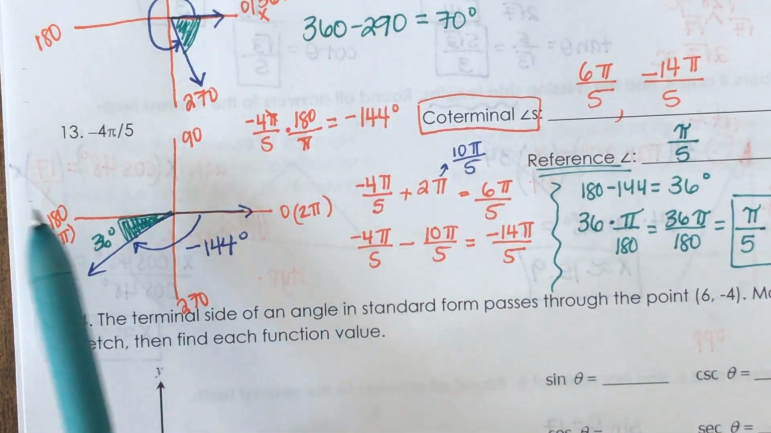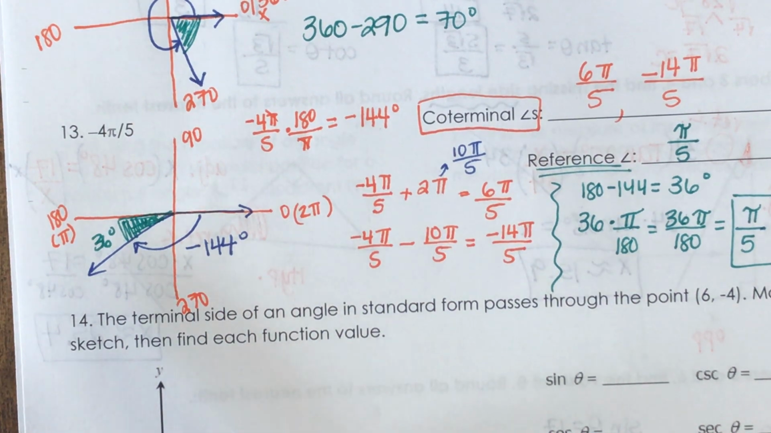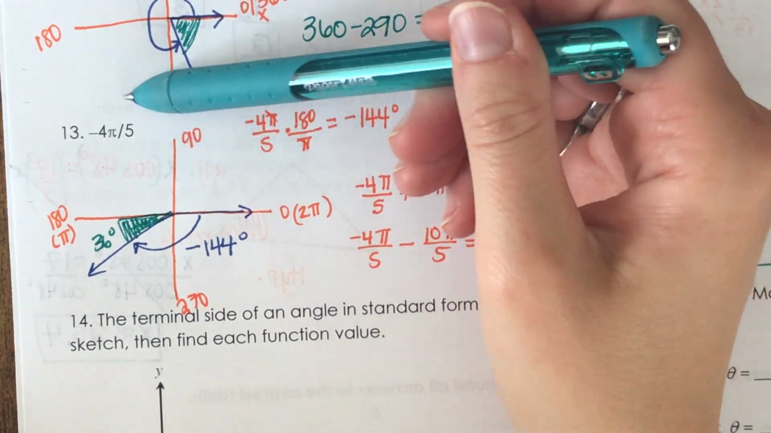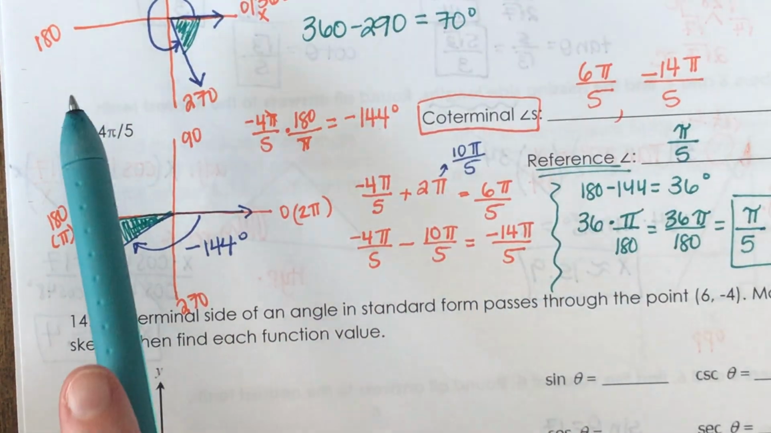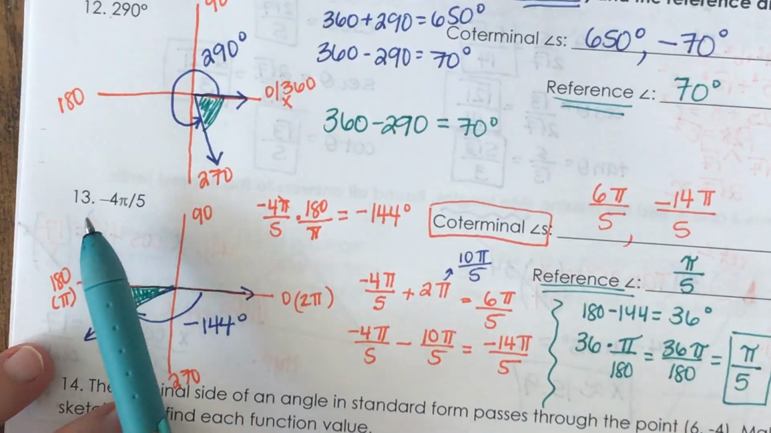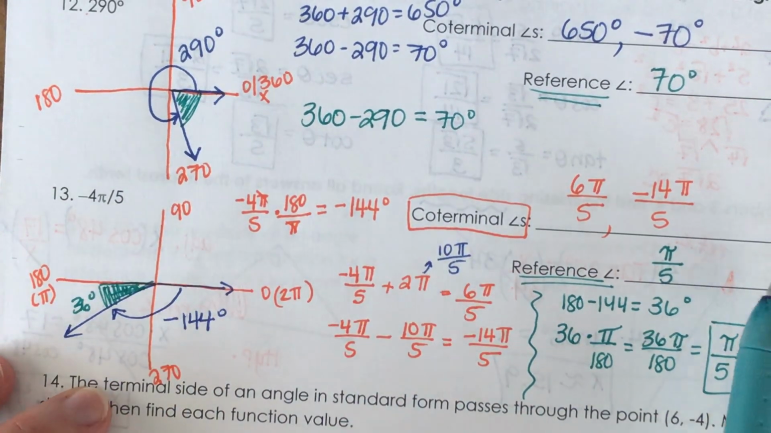So you can convert back and forth from degrees to radians, radians to degrees. You just have to make sure that your answer is given in the same form that is given to you. So if I give it to you in degrees, make sure your answers are in degrees. If I give it to you in radians, make sure your answers are in radians.